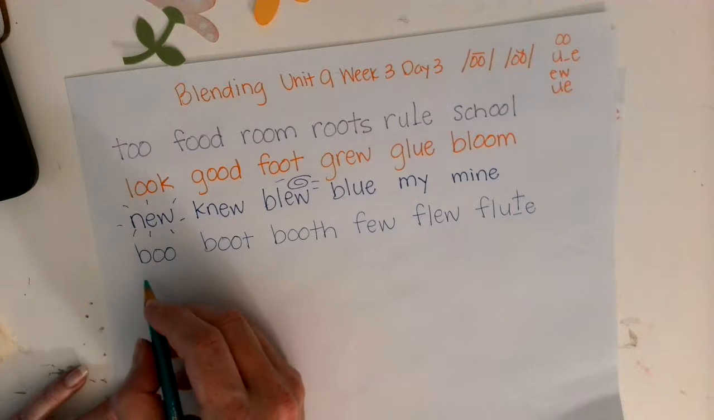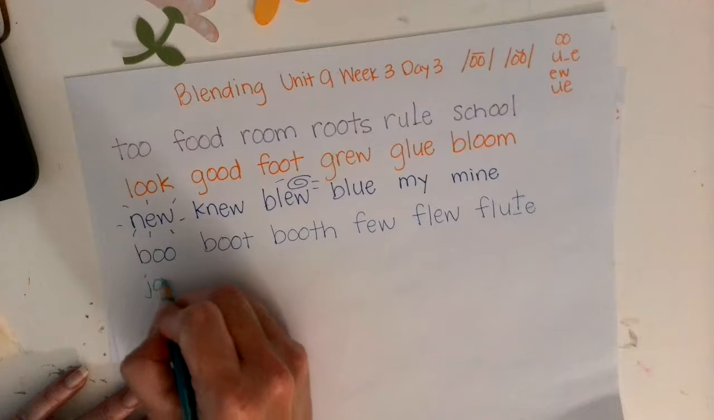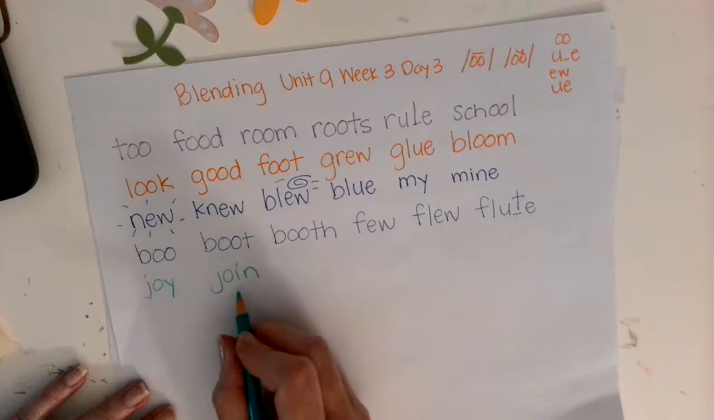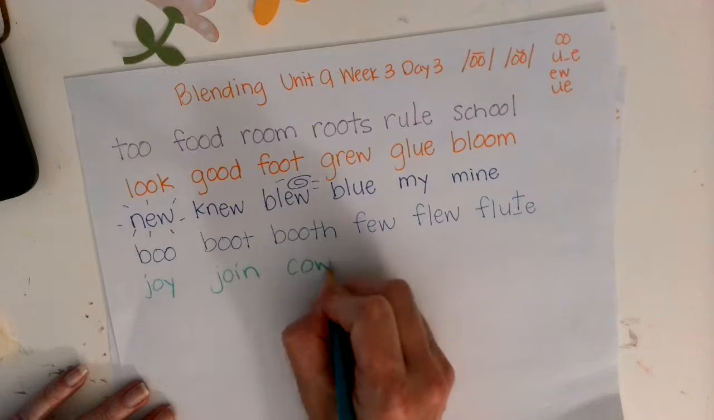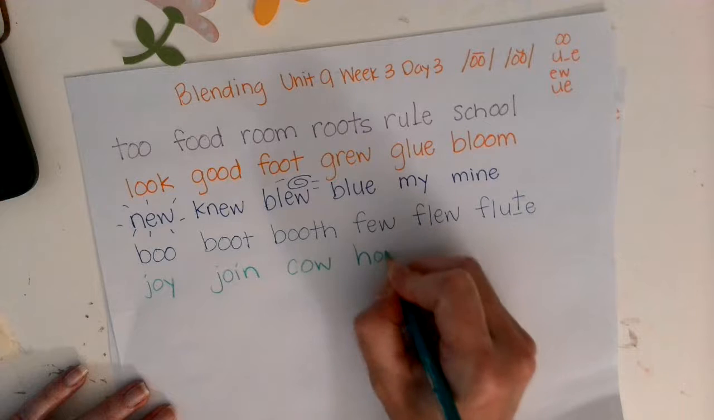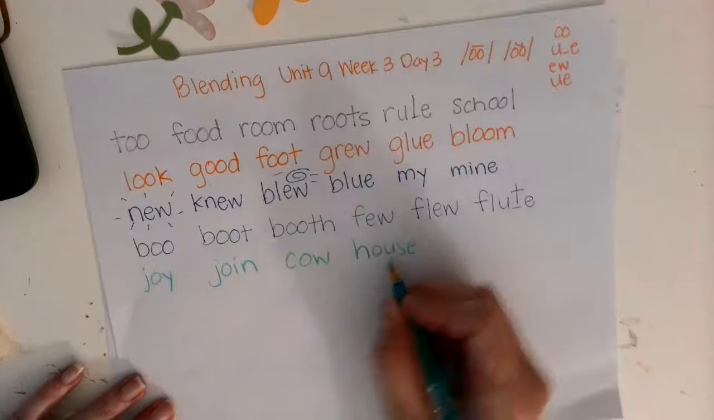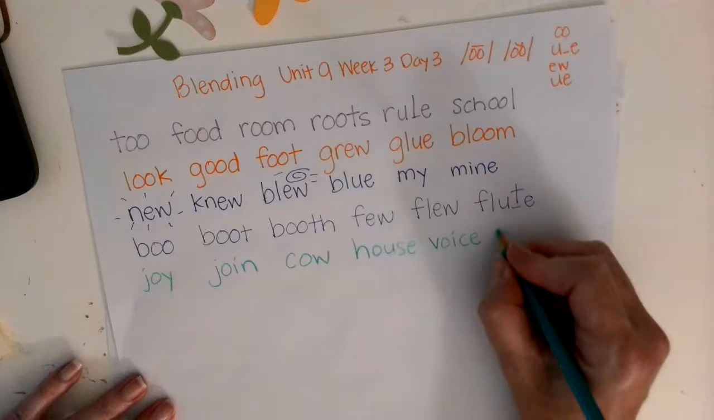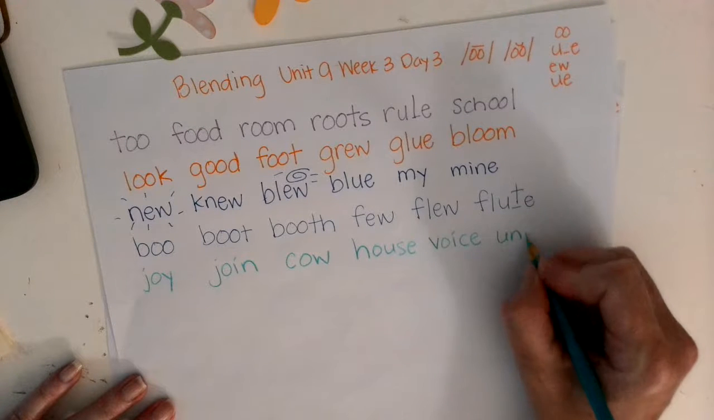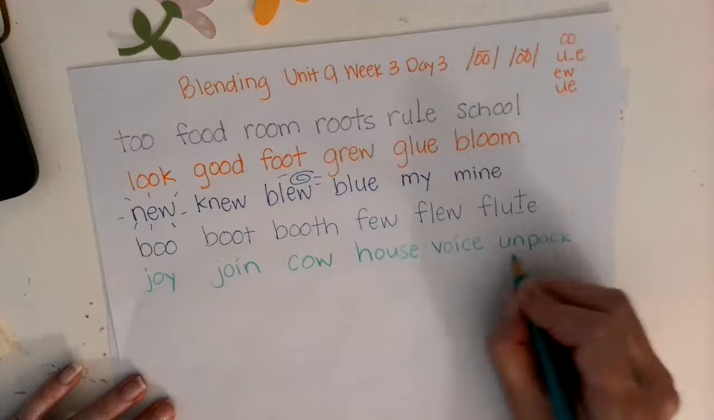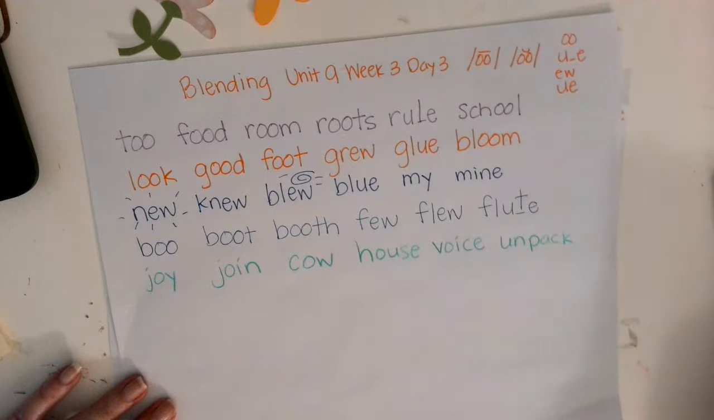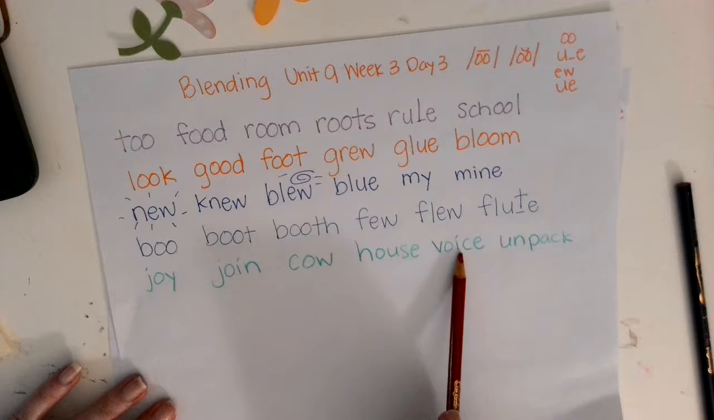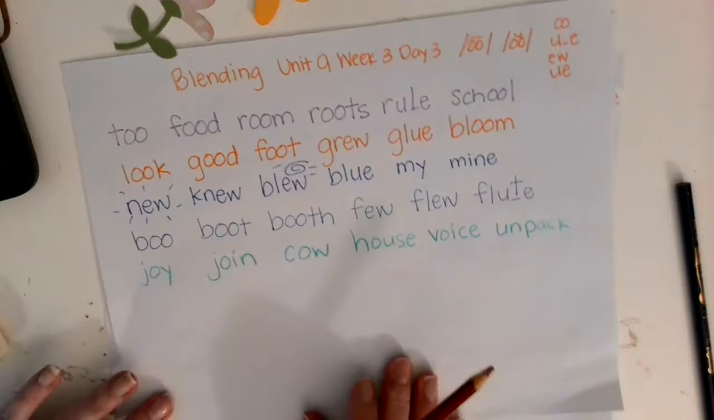So I'm going to write the whole word in hopes that you can try and read it on your own. Joy. Join. Cow. House. Voice, and here's our two syllable word, unpack. Great job. Let's read that together. Joy, join, cow, house, voice, unpack. And the last part is our two sentences.